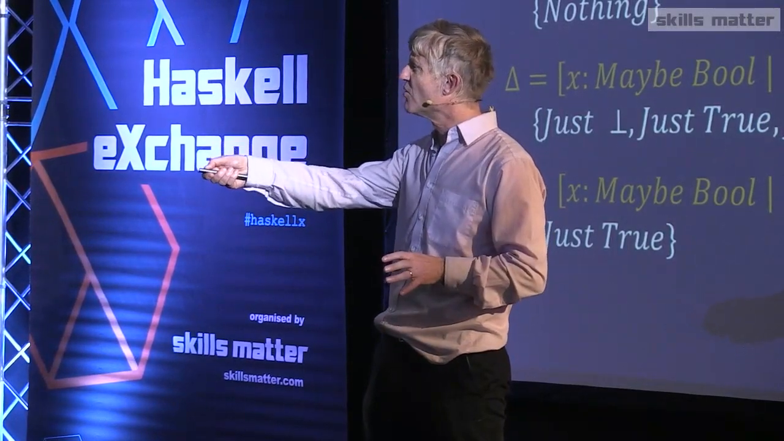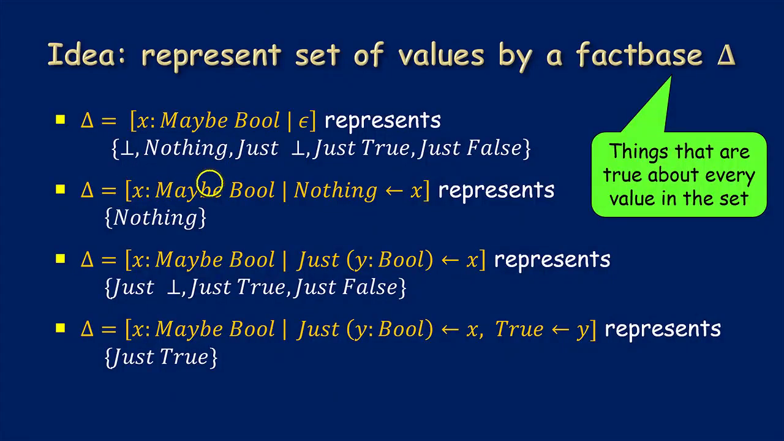But look at this one. This is a more interesting set. X is a type maybe bool, and nothing matches against x. So this slices out a subset of values. And indeed, so nothing matches against x, so it can't be bottom, it must be nothing. There's only one value in that set. What about this delta? X is of type maybe bool, and just y of type bool is matched against x. Well, that set, since it's only the subset that matches against just, it could be just bottom, just true, or just false.